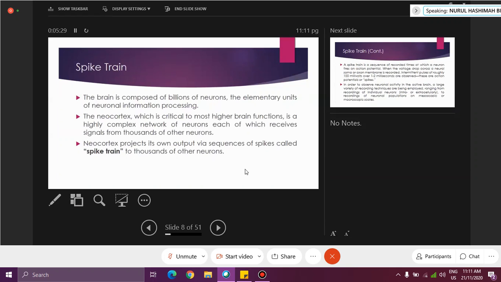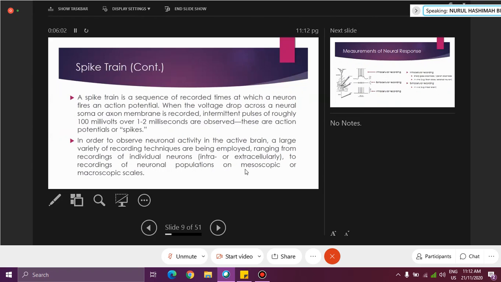So what we need to understand in neural coding is what a spike is. A spike is basically your action potential. The neocortex projects its own output via a sequence of spikes called a spike train to thousands of other neurons. So this spike train is actually your action potentials. A spike is an action potential. A spike train will be a sequence of action potentials.